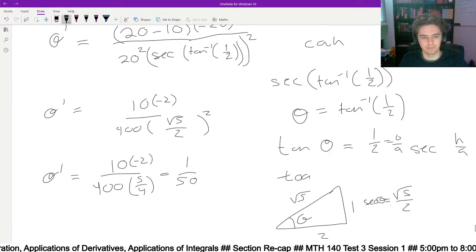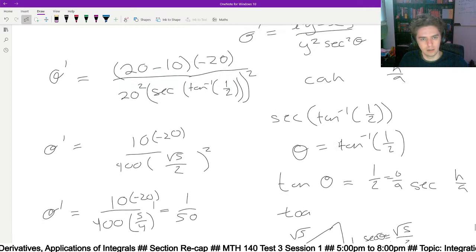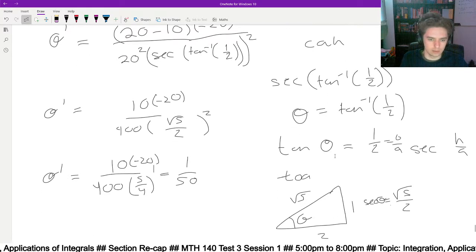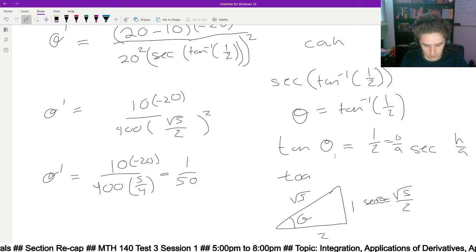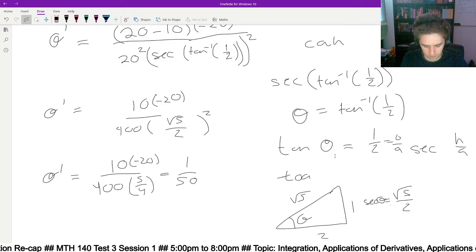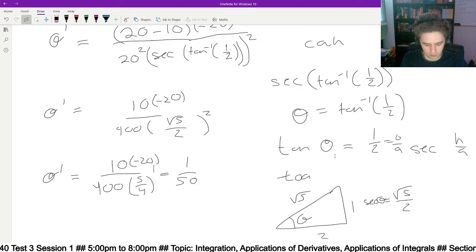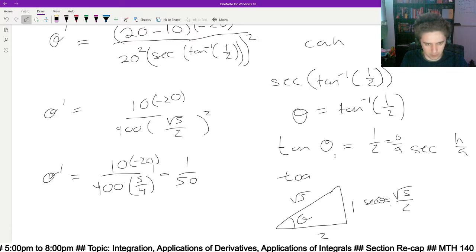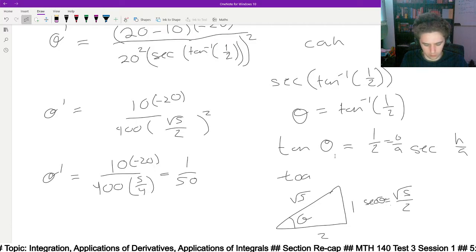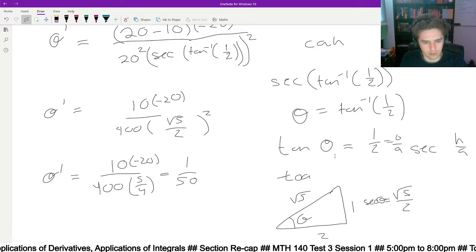Let's see if that does it. This is a negative 20, negative 20. Let's see if that fixes it. So negative 20 over 50. No, that's not right. I'm just doing too much math in my head. 10 times negative 20 over 400 times 5 over 4. Yeah, I still got negative 5 over 2, which is not the right answer.